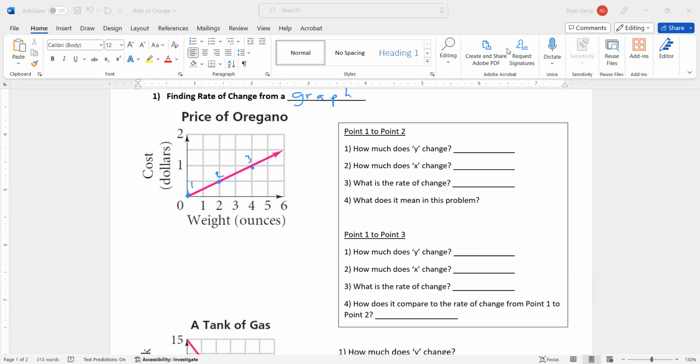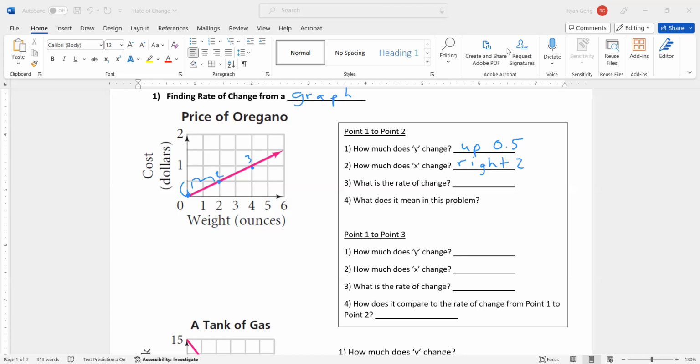Now we're going to look at the rate of change from point 1 to point 2. All right, so how much does y change in that? So it goes up 1 and over 2. Now, if you look at the scale, up 1 is actually up 1/2. So the y change is up 0.5. Okay, so it goes up 0.5. How much does x change? Well, it goes right 2.